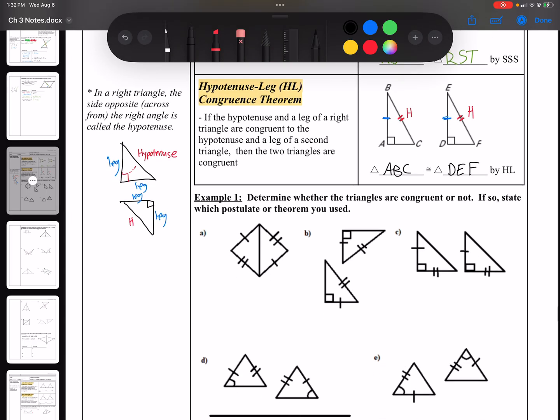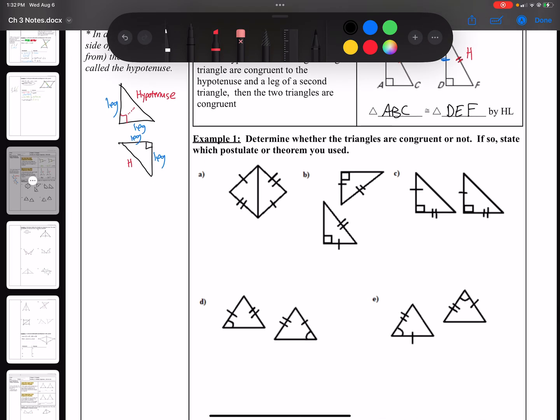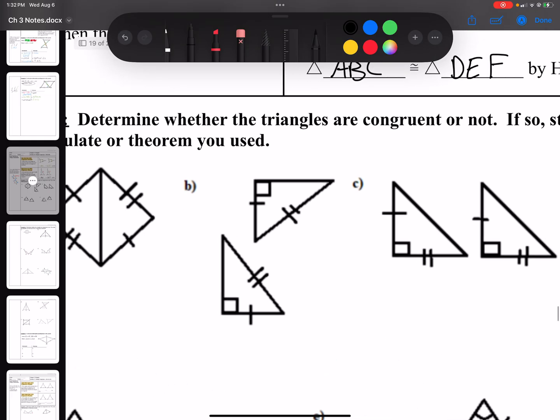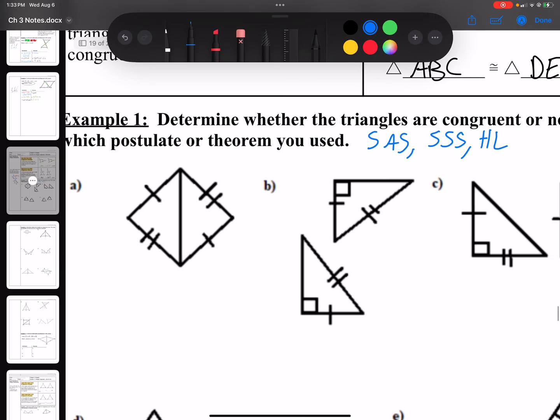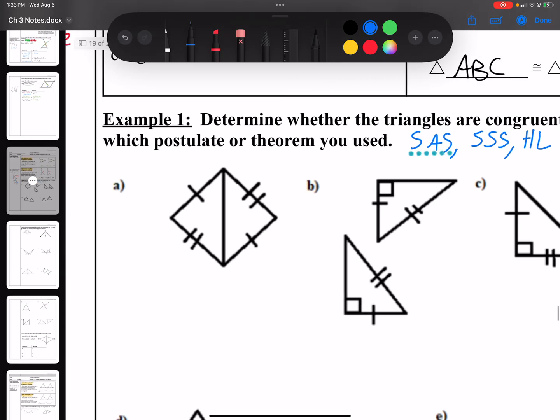Determine whether the triangles are congruent or not. If so, state which postulate or theorem you used. As a reminder, at this point, we already learned about side angle side, and we now have side side side and hypotenuse leg. In the first diagram, these two triangles are sharing a side, so I can mark that that side equals itself from the reflexive property. And they have 3 pairs of equal sides, so yes, the triangles are congruent by side, side, side.